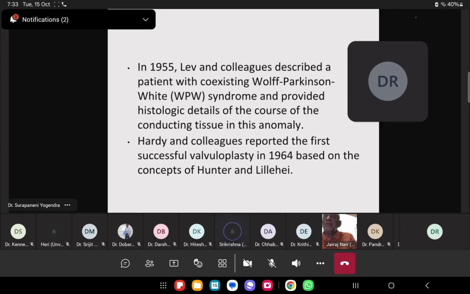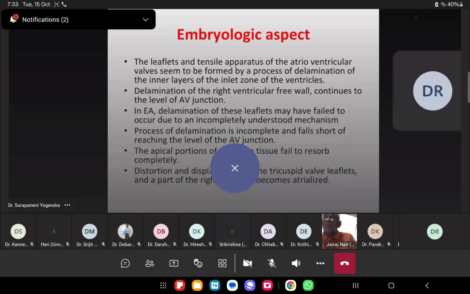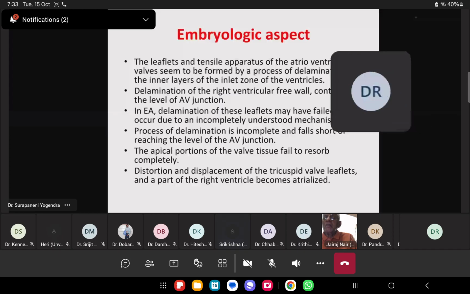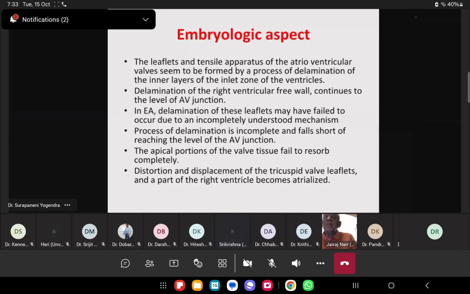Embryological aspect. The leaflets and tensor apparatus of the atrioventricular valves seem to be formed by a process of delamination of the inner layers of the inlet zone of the ventricles. Delamination of the right ventricular free wall continues to the level of the AV junction. In Ebstein's anomaly, delamination of these leaflets may have failed to occur due to an incompletely understood mechanism.